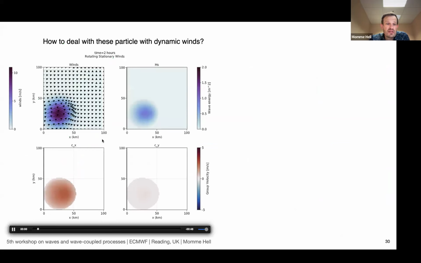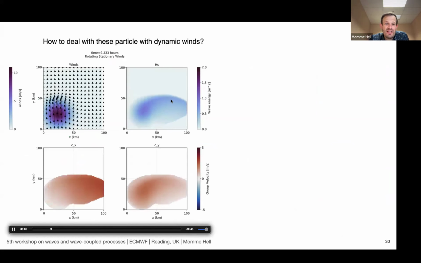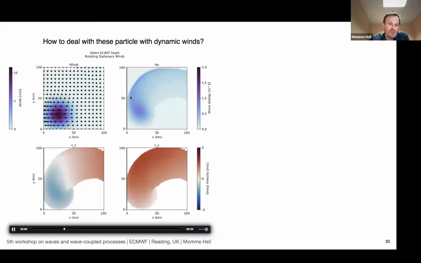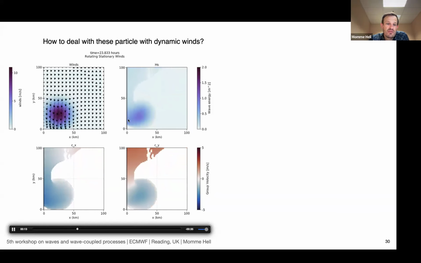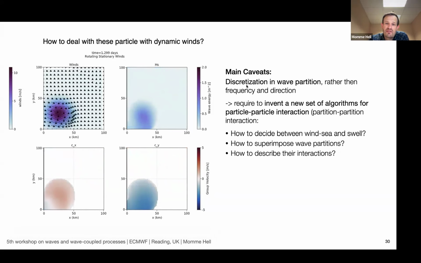Then we can get more complex. So this is the stationary wind thing that rotates. And you see here the wave energy developing and the momentum as well. You can make beautiful fronts that rotate slowly. So yeah, we can go to that part of complexity, but of course there are caveats in this approach.